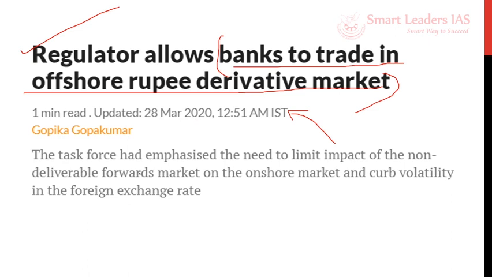also to participate in it. So this will allow a stability of rates for the Indian rupee. The volatility can be curbed. The exchange rate can be stabilized. This is what the RBI believes.